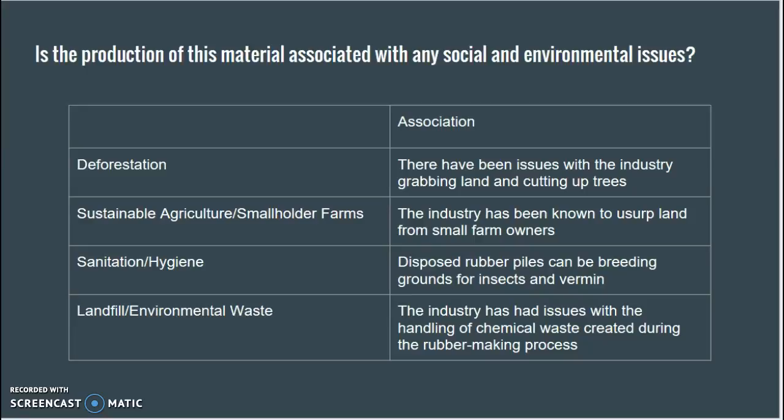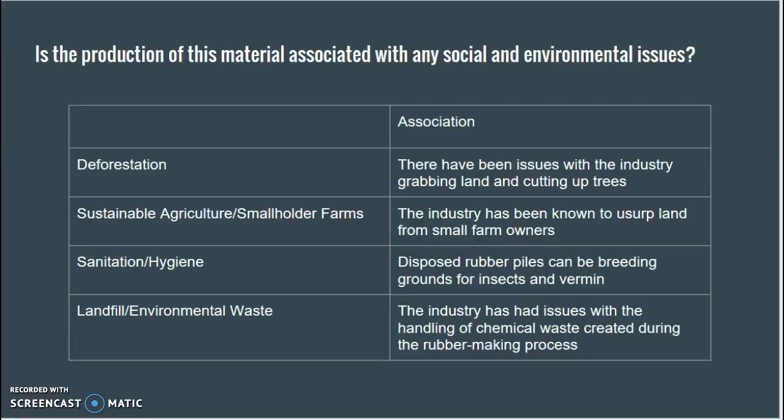The rubber industry has been known to usurp land from small landowners in order to create plantation space for its rubber products. This mainly happens in countries in Asia such as Laos and India. The next problem is one concerning sanitation and hygiene. Improperly disposed piles of rubber can become breeding grounds for insects like mosquitoes that can carry diseases, as well as breeding grounds for vermin such as rats and snakes.